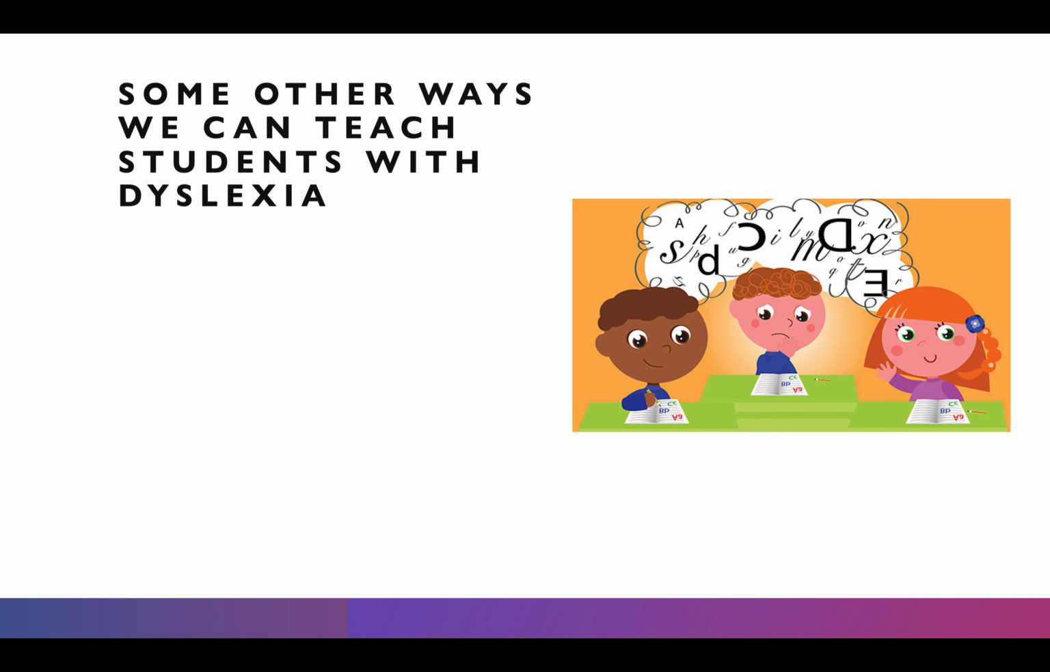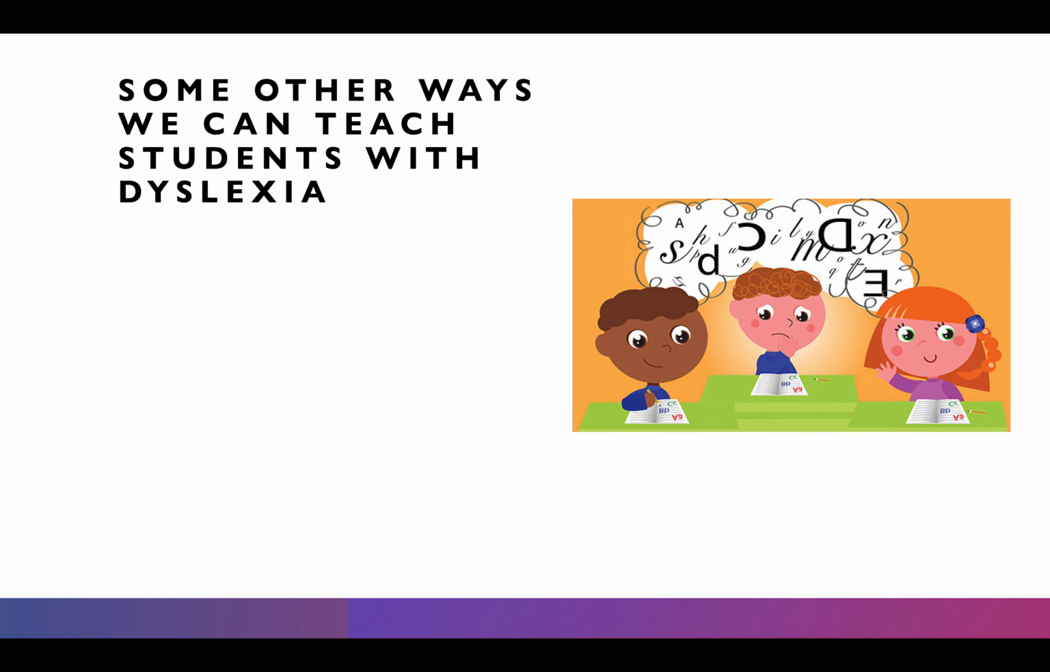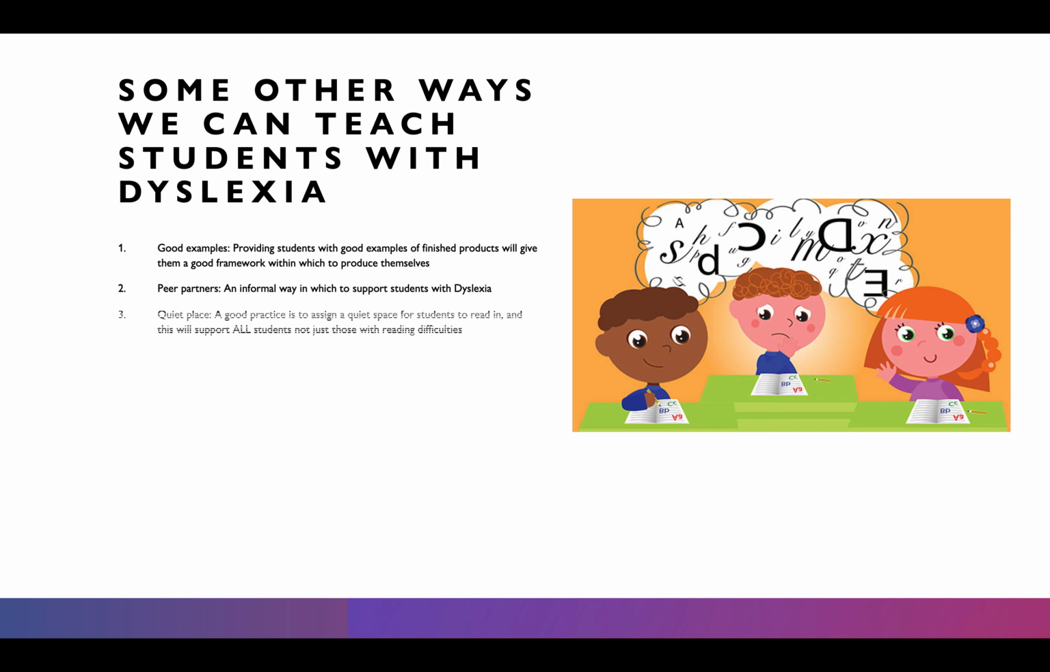So moving on, what are some other ways that we can teach students with dyslexia? Again, good examples. You've got to provide good examples of finished products. It gives them a good framework within which they can produce the stuff themselves. Peer partners. It's a nice informal way in which we can support our students who have dyslexia.